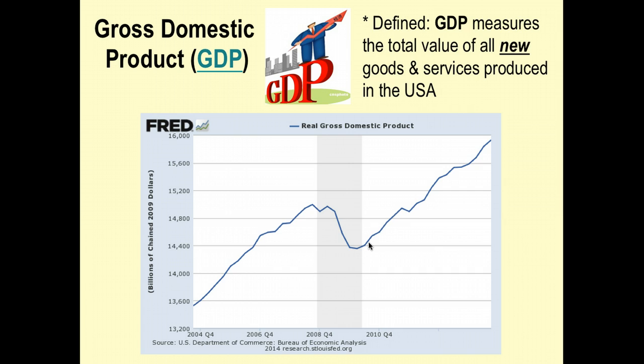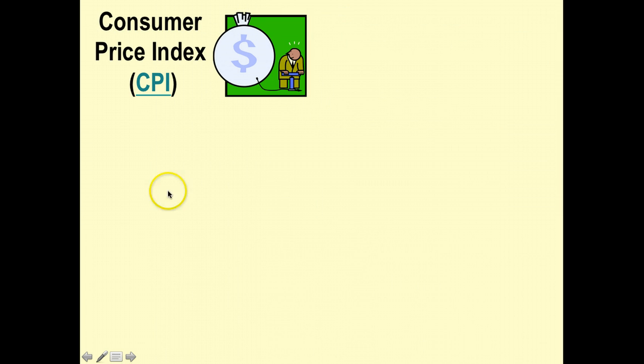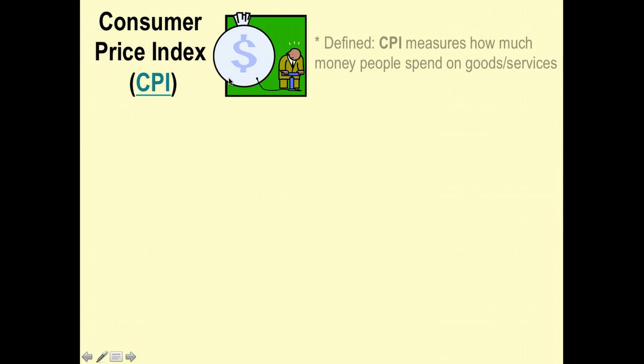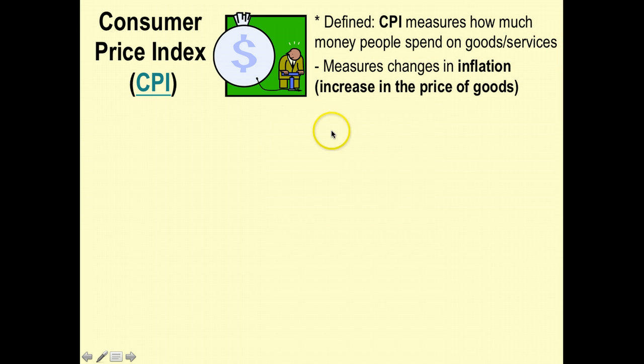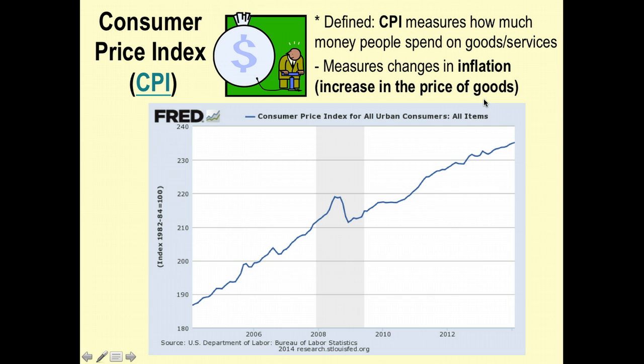Let's take a look at the Consumer Price Index. The key word to remember here is price. The CPI measures how much money people are spending on goods and services. What the CPI tells us is what is happening to inflation levels. Inflation is the increase in the price of goods. The opposite of inflation is deflation.